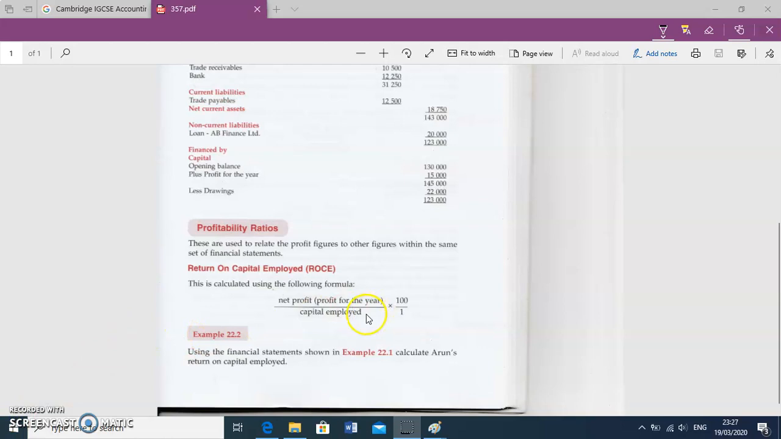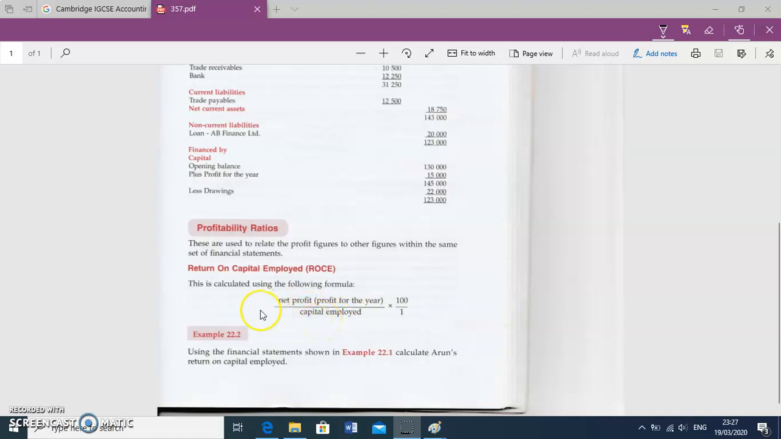So in order to calculate this return on capital employed, we need to add the capital invested by the owner plus the long-term loans, and we need to have the net profit. Of course, you know that the net profit figure you will find in the first and second section of the income statement, the profit and loss section, and the capital and the long-term loans you will find in the balance sheet.